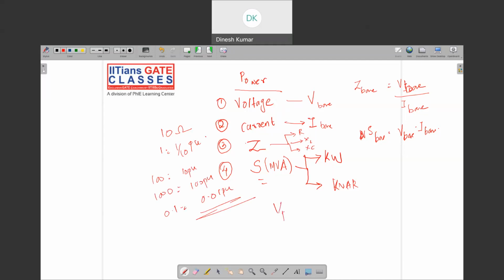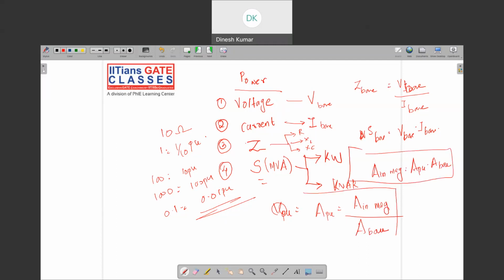So some quantity A in per unit can be written as A in magnitude divided by A base. That means A in magnitude is basically A per unit into A base. This is very important. Right, so just look at this.